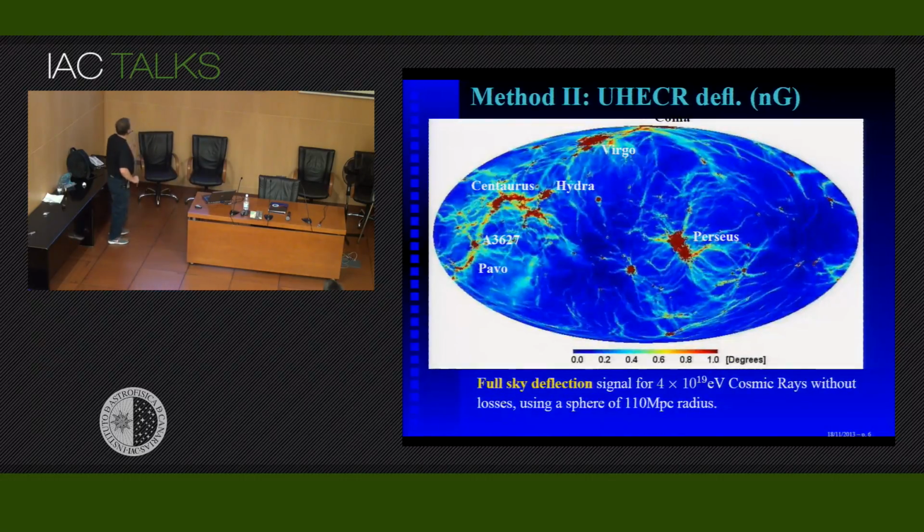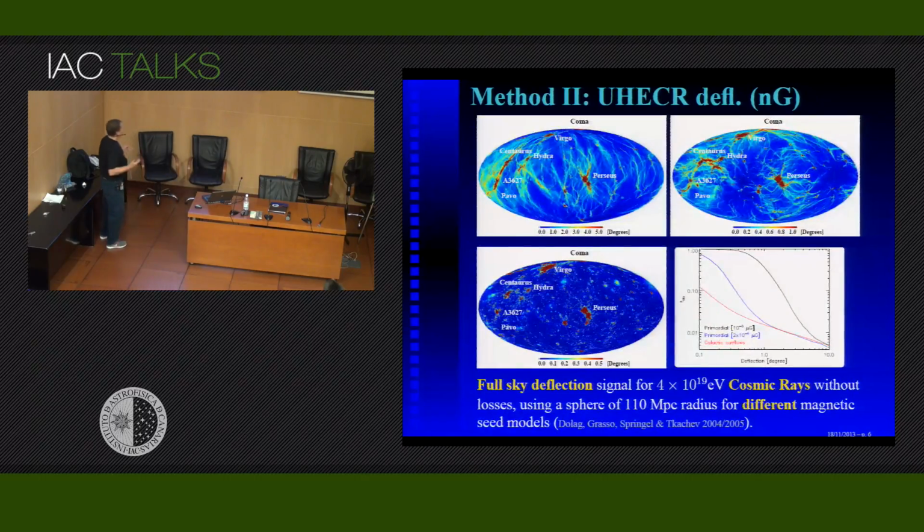So that is now just as an example, one of the simulations. The signal you would expect for 4 times 10 to the 19 eV cosmic ray protons. And you can see that you get some deflection from these filaments. And of course, if it would be exactly behind a galaxy cluster, it would be deflected much stronger, and the whole galaxy cluster would be looking like a source.